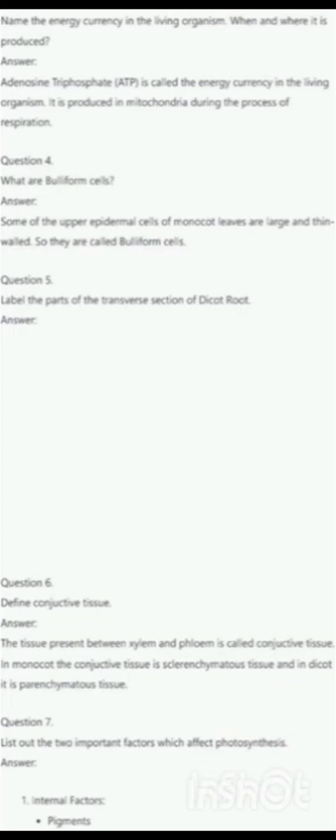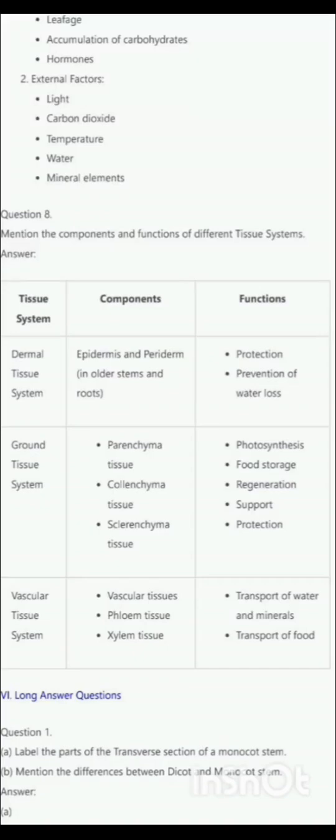Question 7. List out the 2 important factors which affect photosynthesis. Answer: 1. Internal factors: pigments, leaf age, accumulation of carbohydrates, hormones. 2. External factors: light, carbon dioxide, temperature, water, mineral elements.